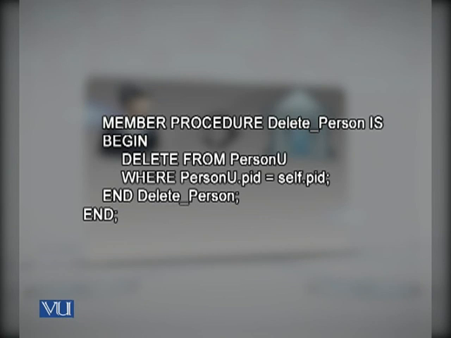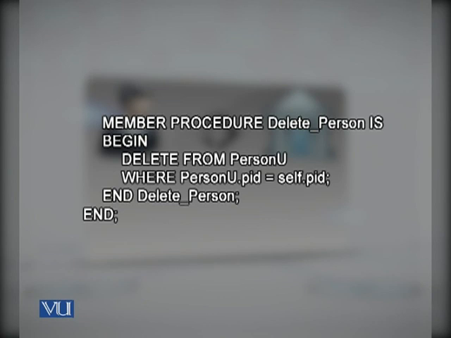And the delete statement, as you can see, says delete from person U, this is our table, where person U dot PID is equal to self dot PID. This self is the concept taken from object orientation, that you always call a member procedure through an object. Now this self is the object through which you have called this particular procedure. That is, you will call this delete person procedure through an object, and the data of that object, or all the things of that object, will be available through self.